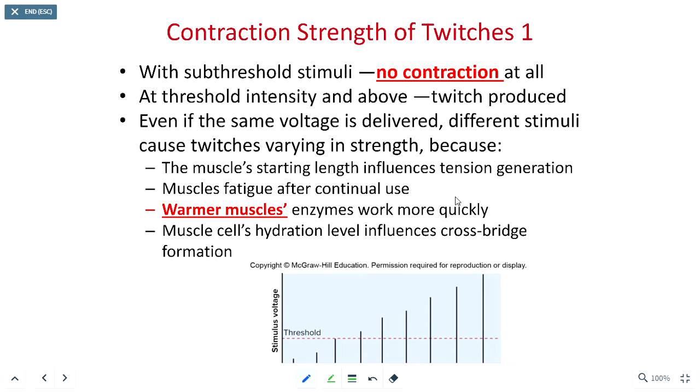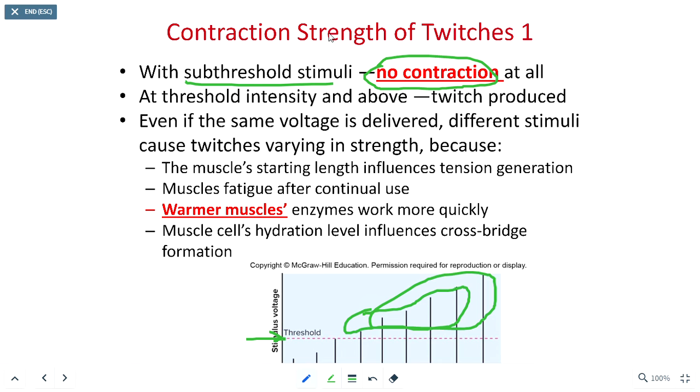So as we're looking at our muscles, if we have a sub-threshold stimulus, or a stimulus that's not up to the threshold voltage, there's no contraction. But once our stimulus gets above threshold voltages, like these stimuli over here, we're then going to have contraction. We're going to reach threshold.